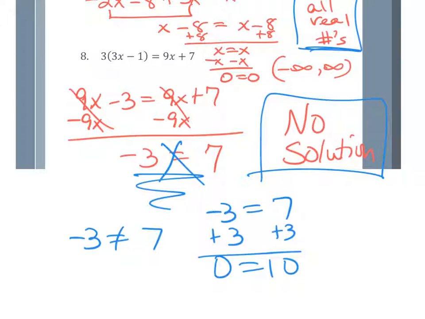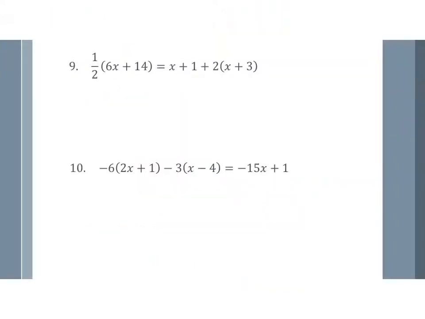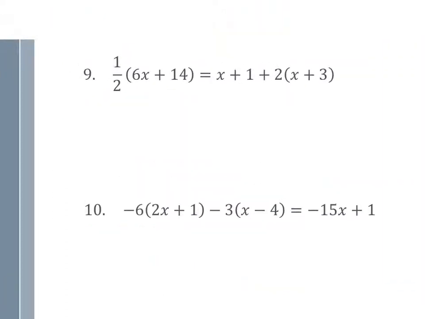Let's try 2 more. Now, on this one with the fraction, use your good judgment. If I look at the 2 numbers that I'm trying to distribute the 1/2 to, they'll both go in evenly. So really, I don't need to multiply everything by a 2 to clear it. I'm going to actually just distribute the 1/2. So here, 1/2 of 6 is 3x. 1/2 of 14 is 7. I'm going to distribute the 2.